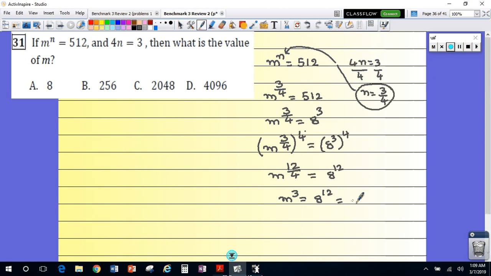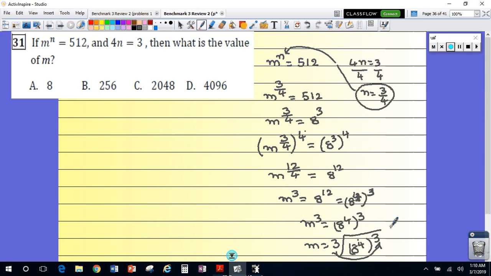I want to simplify this one so that I can get only cube here. So 8 cube, I want to get it 8 cube to the 4th power. So this one I can write as 8 to the 4th power times 3, right? So m cube equals 8 to the 4th power whole cube. So m will be cube root of 8 to the 4th power whole 3.